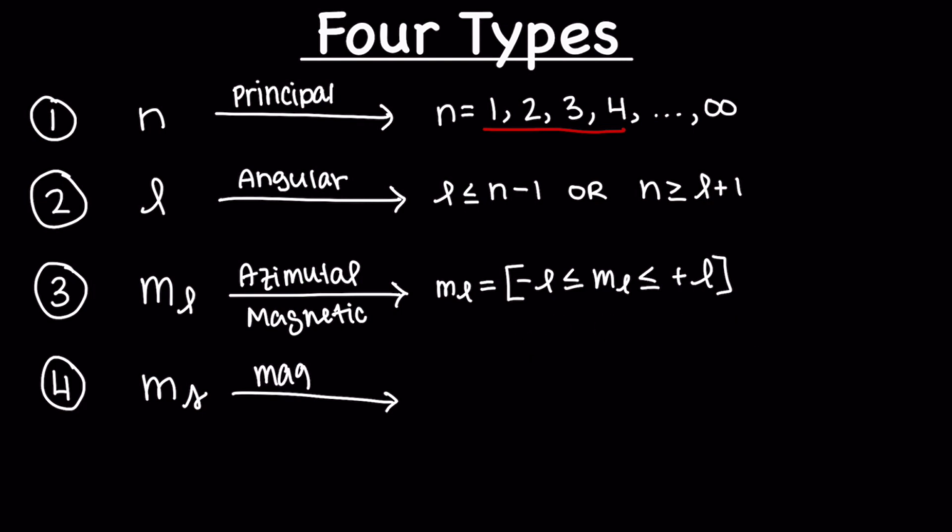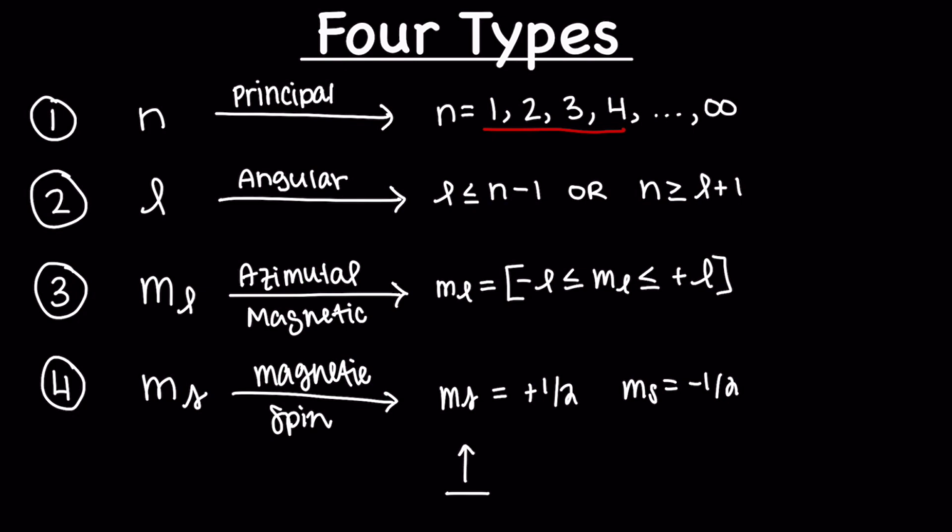Finally, MS is the magnetic spin. Magnetic spin, MS, can be either +1/2 or -1/2. In an orbital, if it is +1/2, your electron arrow will point up. And if it's -1/2, your electron arrow will point down. This is all you need to know.